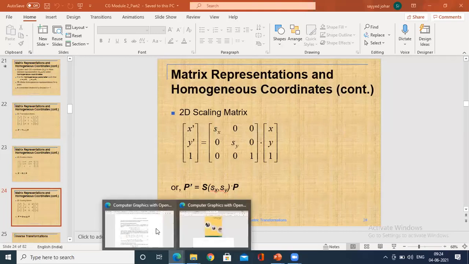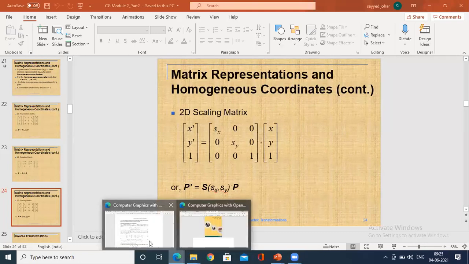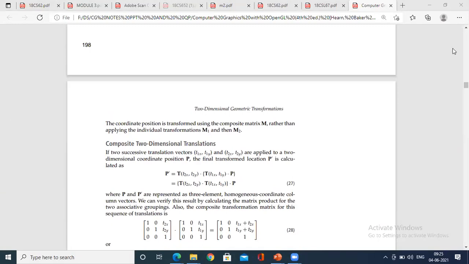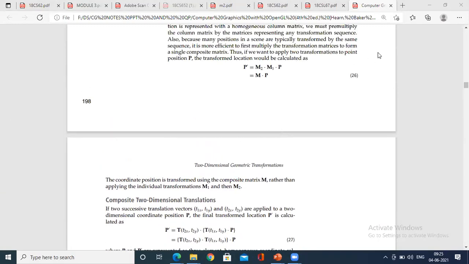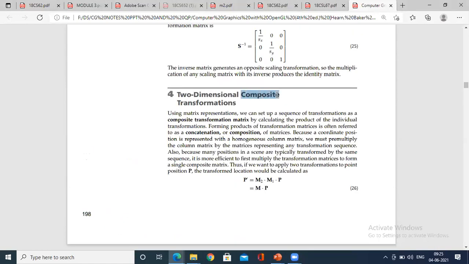So as discussed last class, today we would go with one of the important concepts of composite transformations, that is a rotation of an object about a pivot element. Before that, we have summarized many times what homogeneous coordinate systems are, and we have seen what a composite transformation system is.